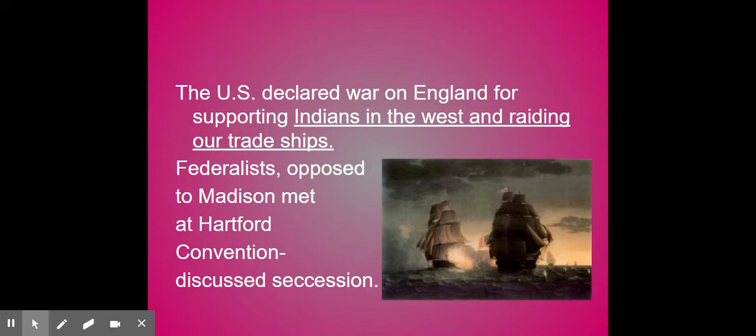Now, like I said, it is a divided country. Not everybody is excited about this. The Federalists, for example, and I want to point this out: Madison used to be a Federalist, but he left the Federalist Party and is now a Democratic Republican. So he is at odds with his old party, the Federalists. And the Federalists oppose Madison and this war.